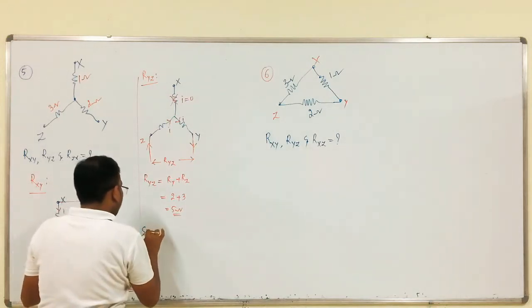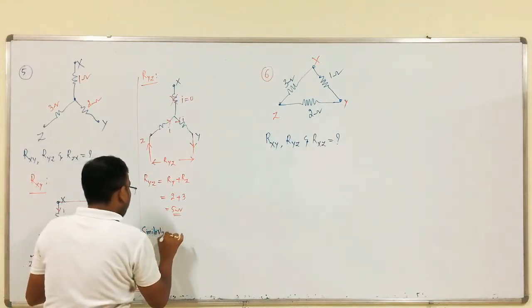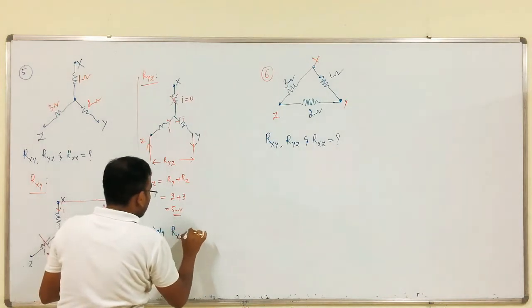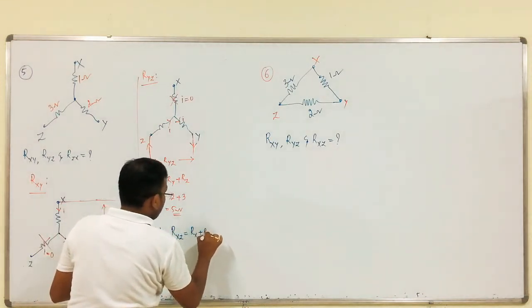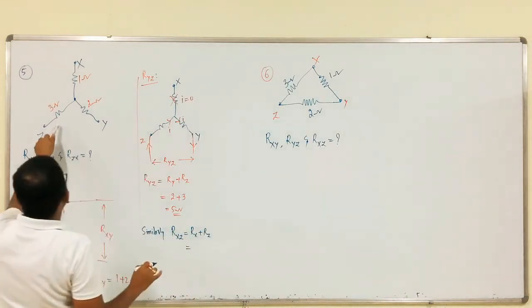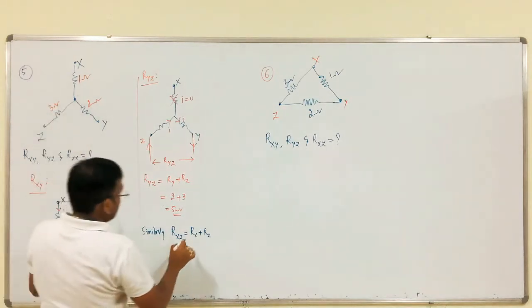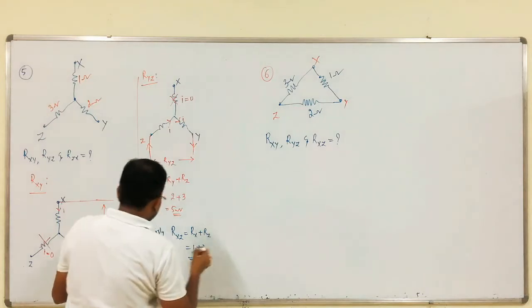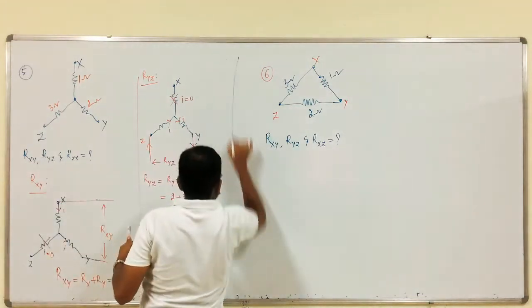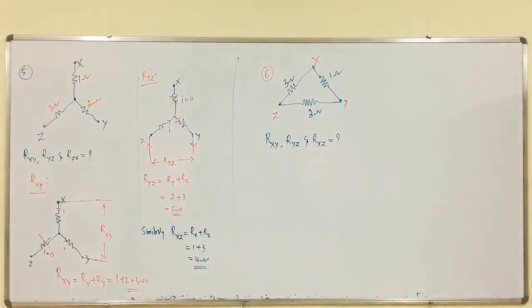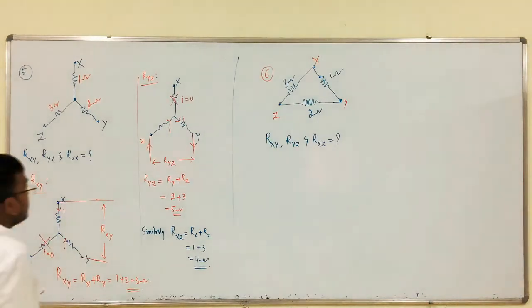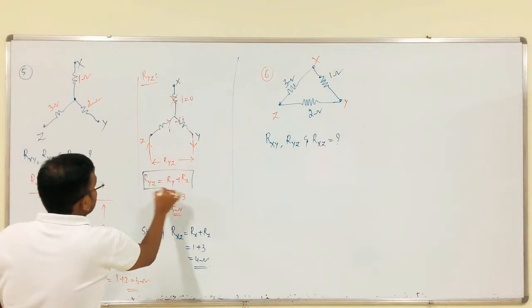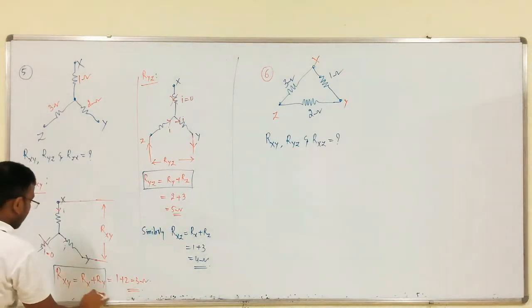Similarly, Rxz is equal to Rx plus Rz. Therefore, the answer is what? Rx plus Rz, 1 plus 3, which is equal to 4 ohms. The answer is 4. Right. So, Rxy is equal to Rx plus Ry, Ryz is equal to Ry plus Rz. So, like this, it is very important.